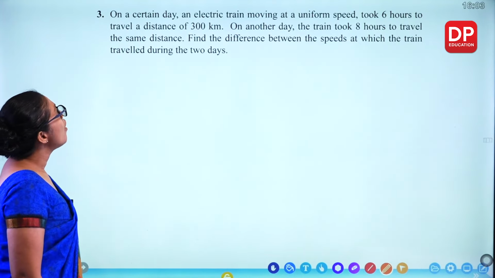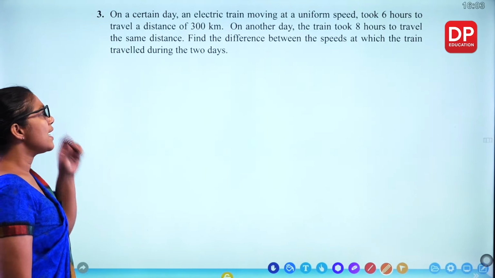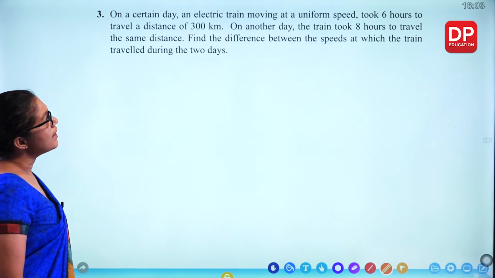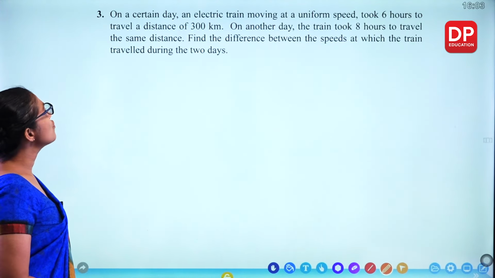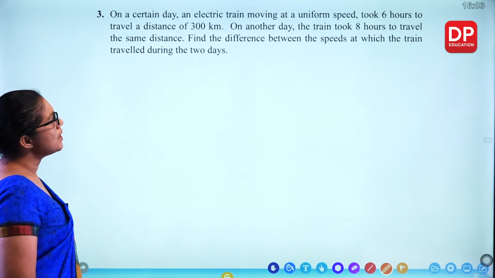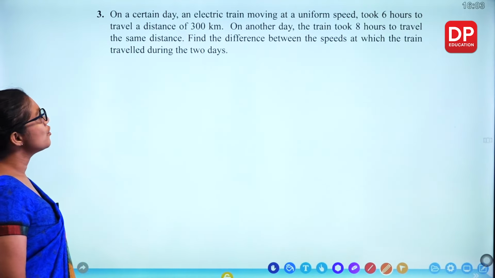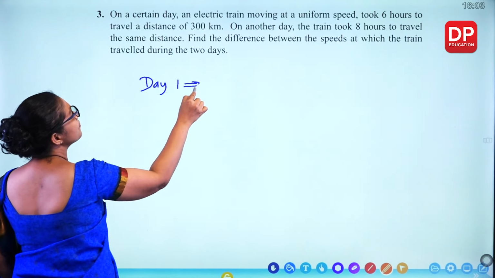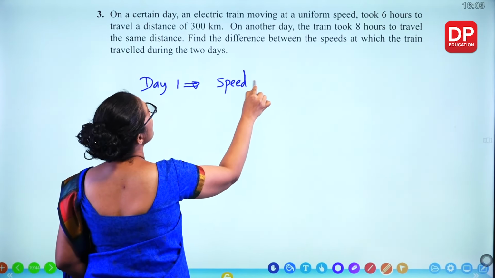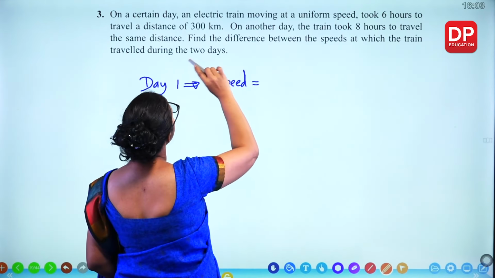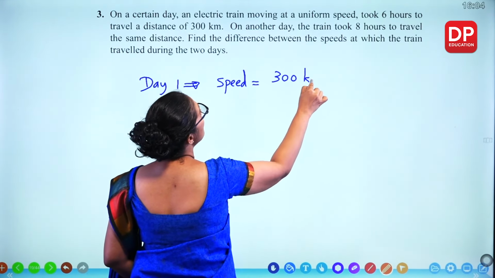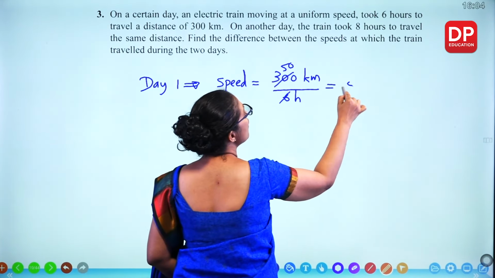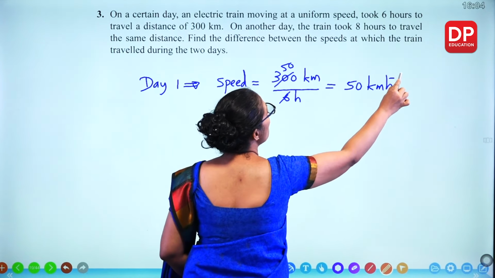Question number 3. On a certain day, an electric train moving at a uniform speed took 6 hours to travel a distance of 300 kilometers. On another day, the train took 8 hours to travel the same distance. Find the difference between the speeds at which the train traveled during the 2 days. So day 1, what's the speed? Speed is 300 kilometers within 6 hours. So when you simplify, you get 50 kilometers per 1 hour.